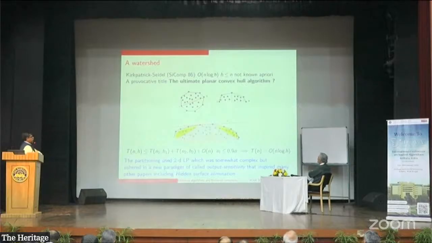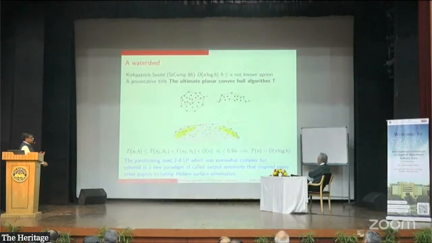So what it did was, like Bentley-Ottmann, they showed that they could find all the intersections in time proportional to the number of intersections. The Kirkpatrick-Seidel algorithm showed that you could find the convex hull in time proportional to n log h, without even knowing what the value of h is.